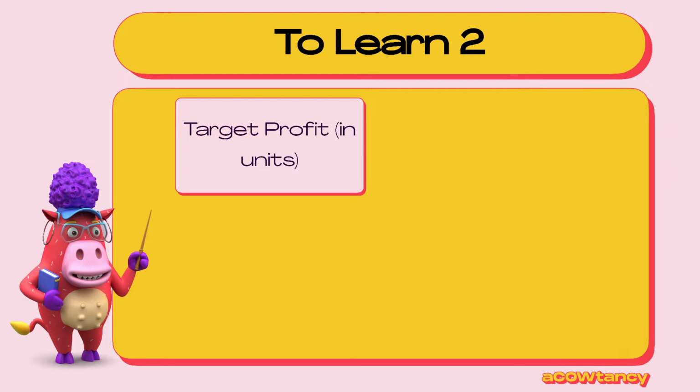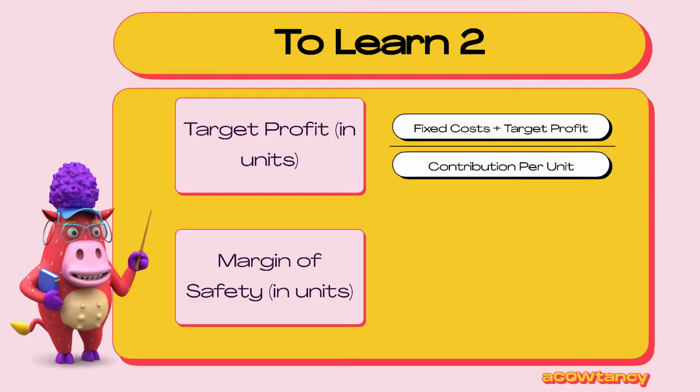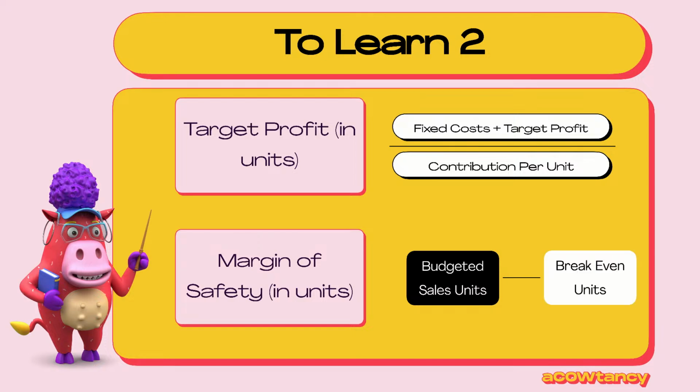Really straightforward. So what have we learnt? Target profit: fixed cost plus target profit divided by contribution per unit. And we now know that the margin of safety is you get your budgeted sales out and you compare it, you take away your break-even sales and you say, this is my margin of safety. I budgeted 100, I break even at 40. If I get my budget wrong by at least 60, I'm still okay. More than 60, I'm in trouble.